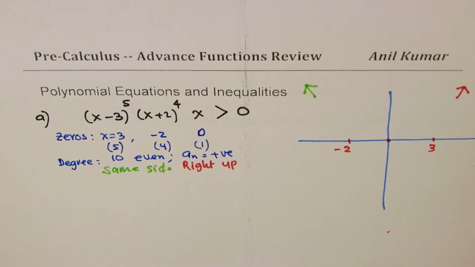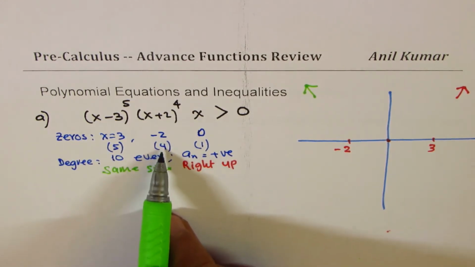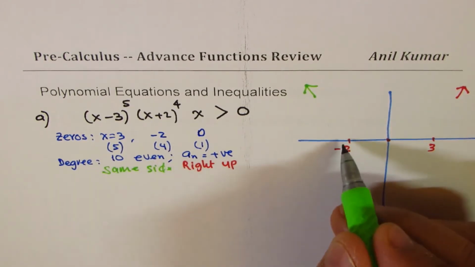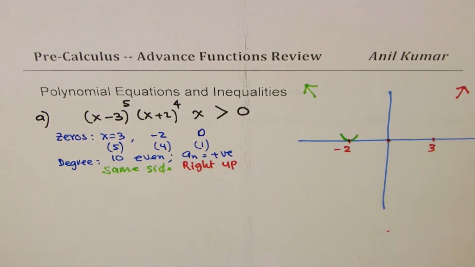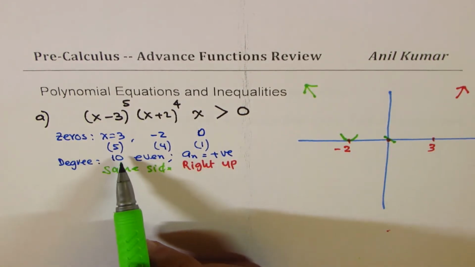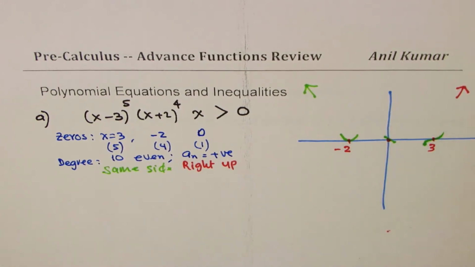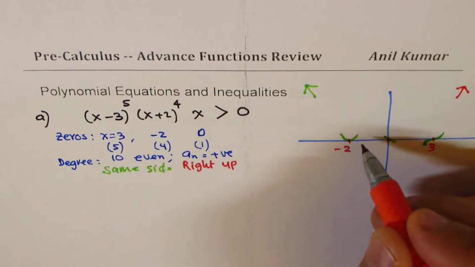So what we see here is that the first one at minus 2 is 4, right? So it will reflect from here, kind of a parabola. At 0, it's linear. You're on this side, so you'll go down straight. And this is 5. You're here now, so you'll go like this curve. Is that clear to you? So once you have all that information, you can clearly sketch your graph and connect these points, right?